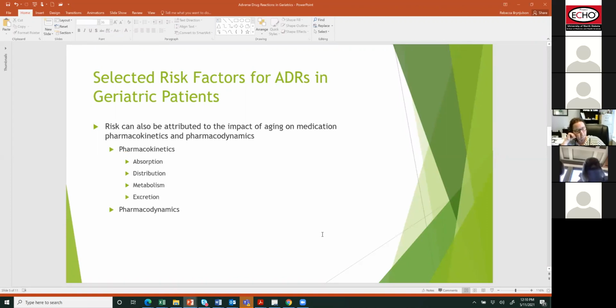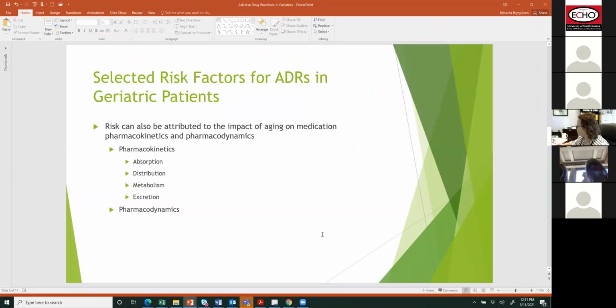We also have to remember and recognize that risk can be attributed to the impact of aging on medication pharmacokinetics and pharmacodynamics. So the process of aging in and of itself creates changes in the body and how our body reacts to medications. So it would not be unreasonable to think that a geriatric patient may respond differently to one type of medication than a younger patient may respond to that same medication. And there are definitely some differences. We can talk a little bit about those differences now in relation to pharmacokinetics.